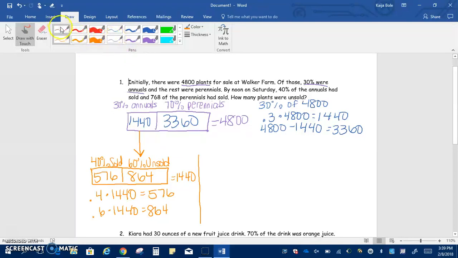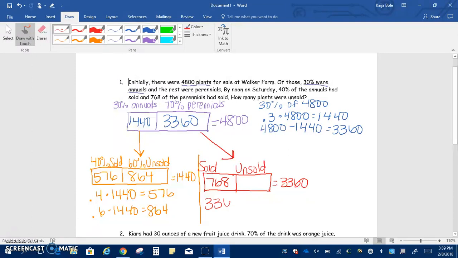Now we have to do the perennials. So the perennials, I'm going to take an arrow and go over here. And again, we're going to have sold and unsold. They told us that 768 of the perennials had sold. So on our sold side over here, you'd have 768. We know the total is 3,360. So that means to find our number unsold, we would take 3,360, subtract 768, and that would give us 2,592.